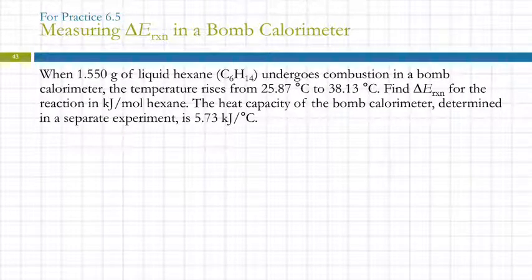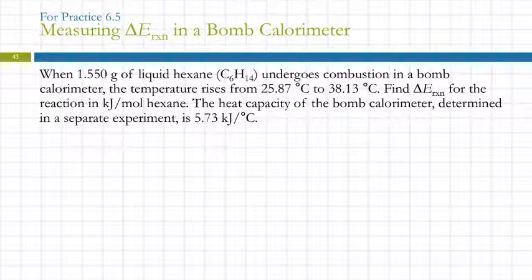So let's look at an example. When 1.550 grams of liquid hexane undergoes combustion in a bomb calorimeter, the temperature rises from 25.87 degrees Celsius to 38.13 degrees Celsius. Find delta E reaction for the reaction in kilojoules per mole of hexane. The heat capacity of the bomb calorimeter determined in a separate experiment is 5.73 kilojoules per degree Celsius.